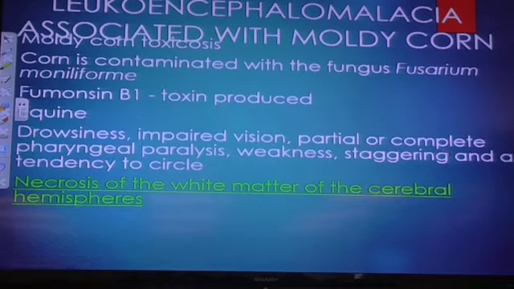So that was polioencephalomalacia, and then leukoencephalomalacia is obviously softening of the white matter. And this is associated with the consumption of moldy corn.